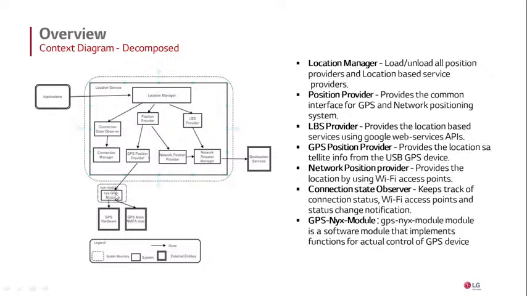Basically this is whatever GPS hardware is connected to the target. This class is mainly responsible for getting the information, as it is registered for the callbacks of the NIX module. The network position provider provides the location by using the Wi-Fi access points, as explained. The connection state observer keeps track of connection status, Wi-Fi access point, and the status change notification. The GPS NIX module is a software module that implements the functions for actual control of the GPS device.